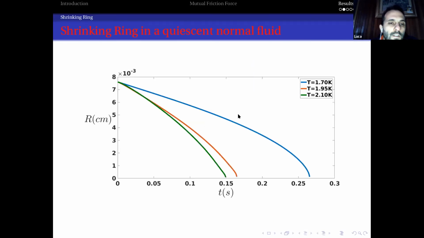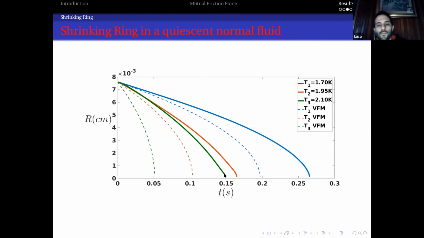So here we see the shrinking of the vortex ring as a function of temperature, and it is what is expected. As soon as the temperature is increased, the lifetime decreases. We can compare this with the old vortex filament method, where the normal fluid is imposed to be 0, and we see that we have the same qualitative behavior.